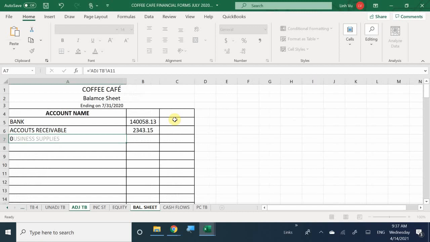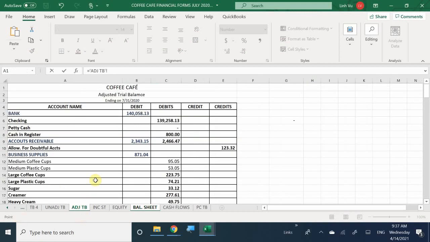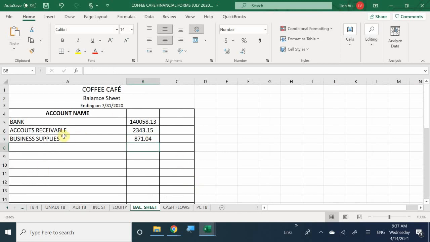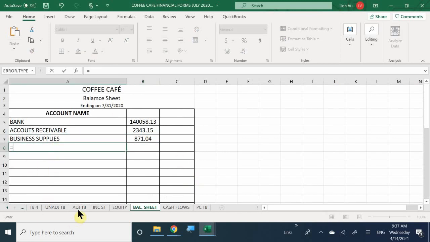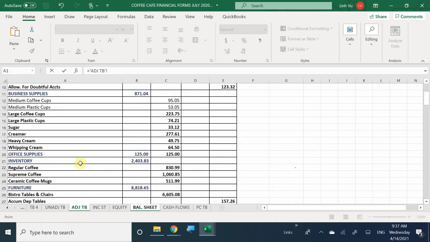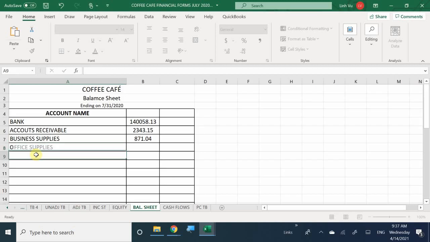Business supply. Okay, for how much? 87104. Okay, what's my next asset? Office supplies for 125. Good.